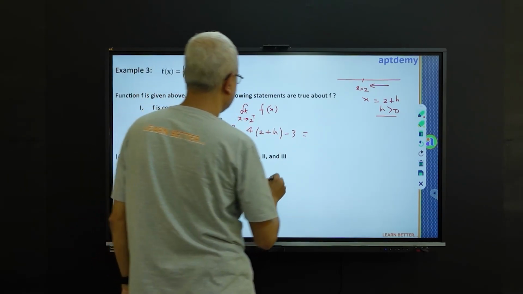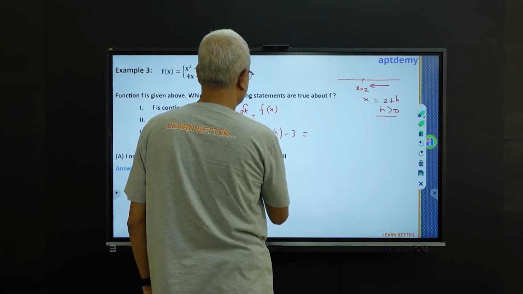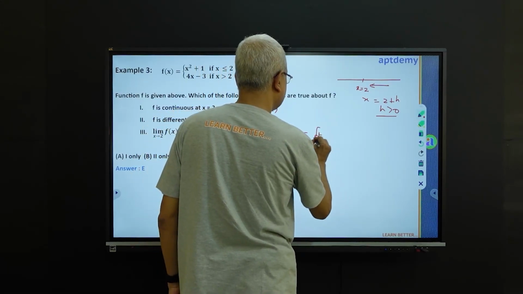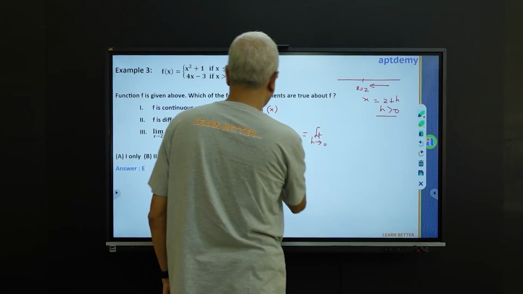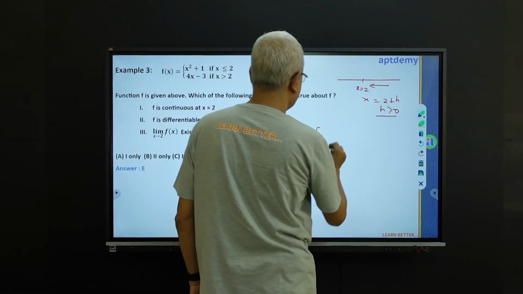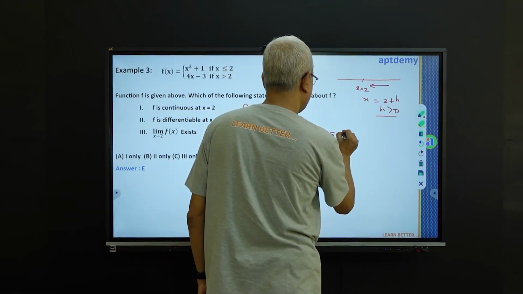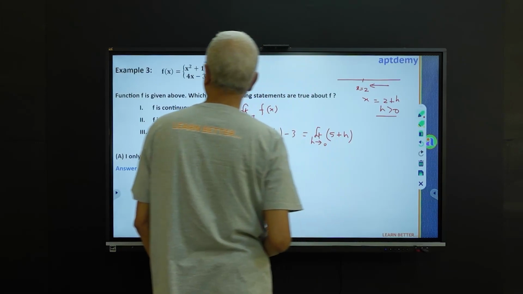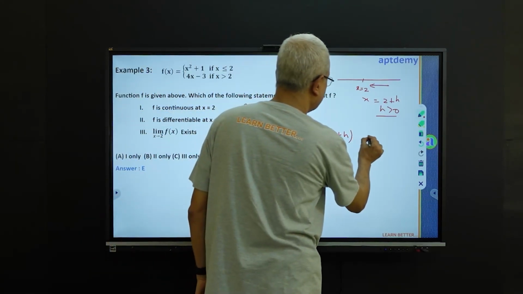So it is limit h tends to 0, 8 minus 3 is 5. So 5 plus h is equal to 5.